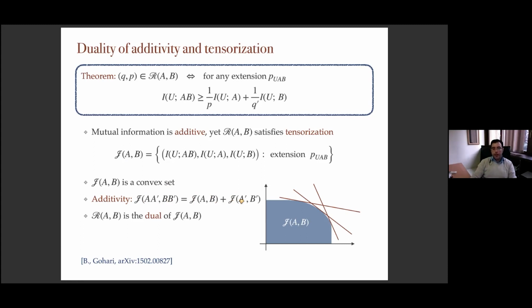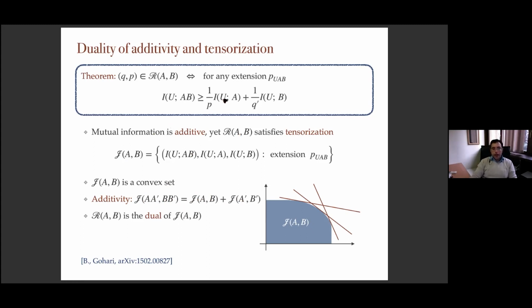You can prove this additivity property using the standard manipulations of mutual information, like the chain rule and things like that. So it's not obvious that this is additive. This equation is not obvious, yet the proof is not hard. It's easy.